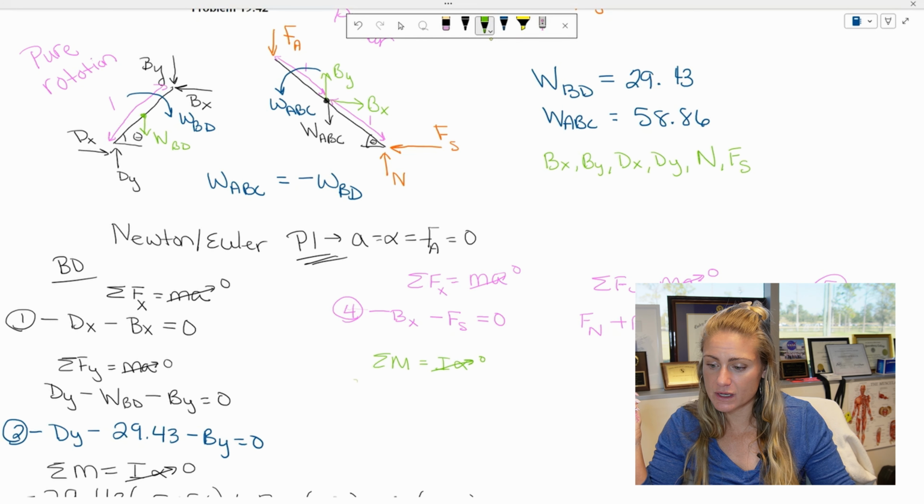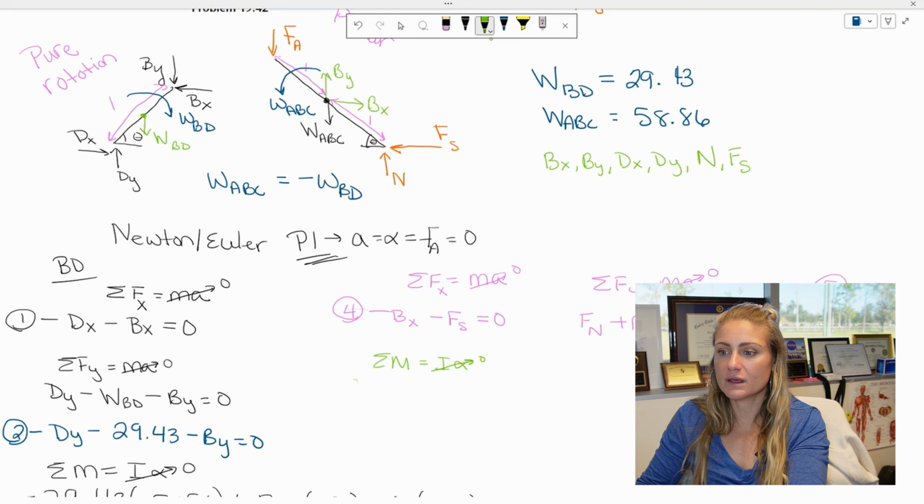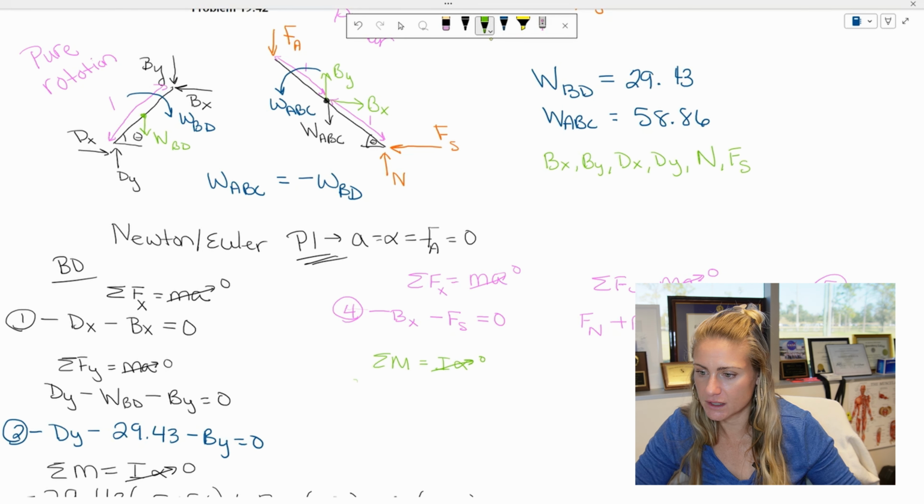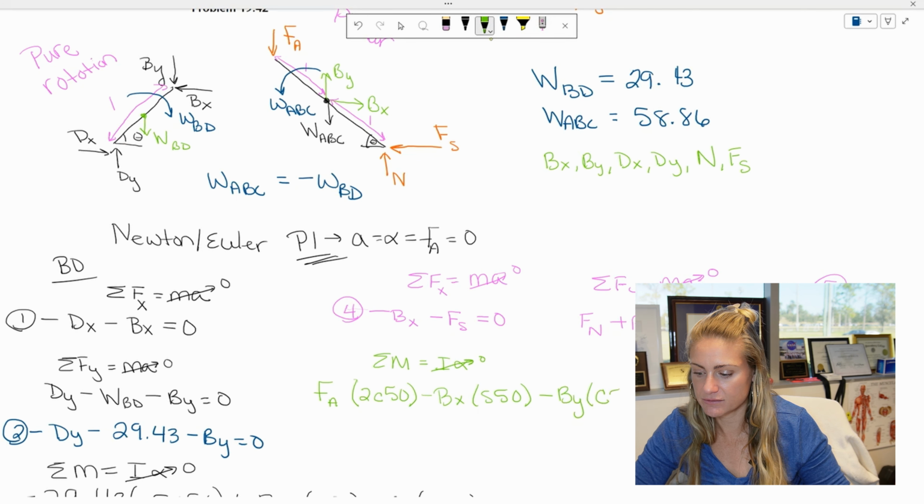All right, so this moment, if we take it again about C, we will have Fa create a positive moment. Its perpendicular distance is 2 cosine 50, because again, position 1. Then Bx is going to be a negative moment at sine 50, minus, because By will have a negative moment. Its perpendicular distance is cosine 50, plus now we have the weight, which is going to be 58.86 cosine 50 equals 0.